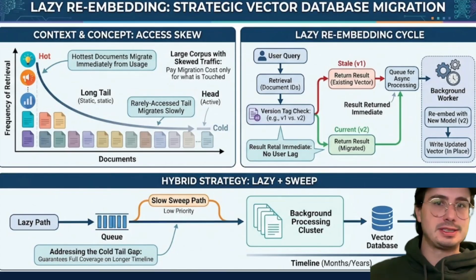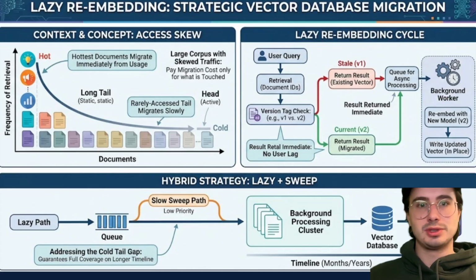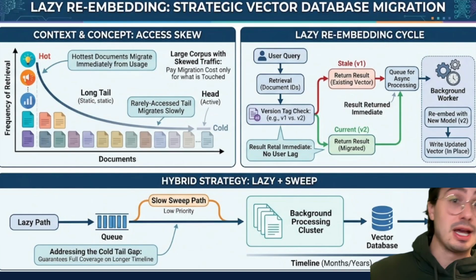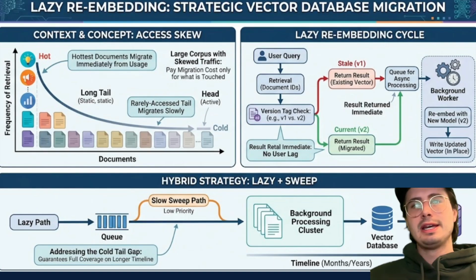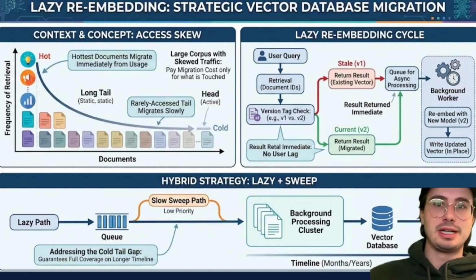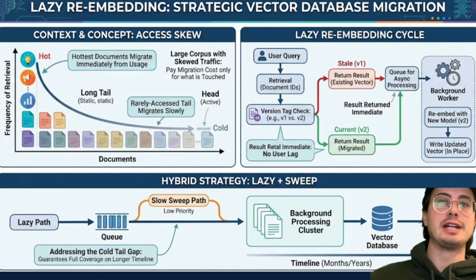And the pattern relies on that same version tag. On retrieval, check whether a document's tag matches the current model version. If it's stale, you still return the result using its existing vector for that request, but you queue that document ID for background processing because you don't want to block a live user response on re-embedding. And then a separate worker drains the queue asynchronously, re-embeds with the new model, and writes the updated vector back in place so the next retrieval finds it already current.